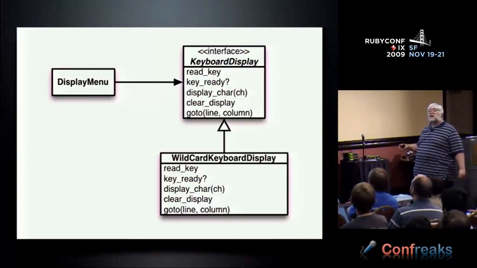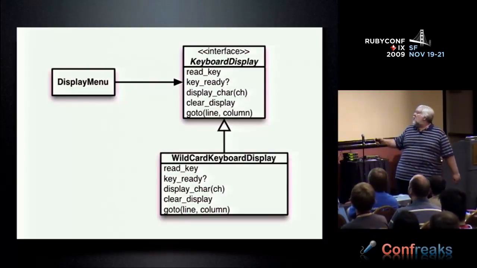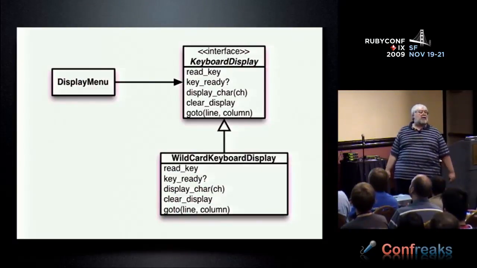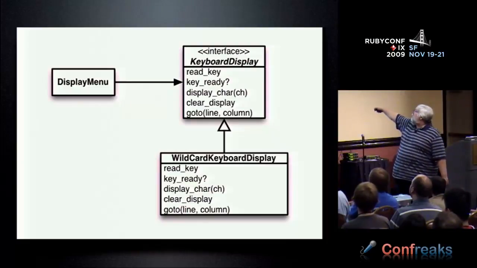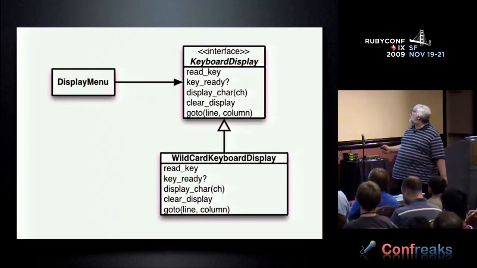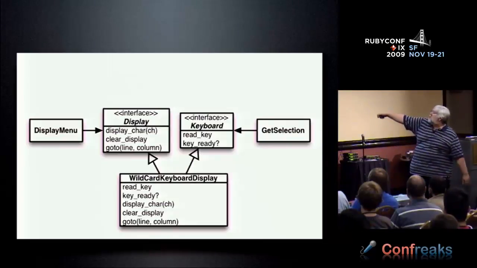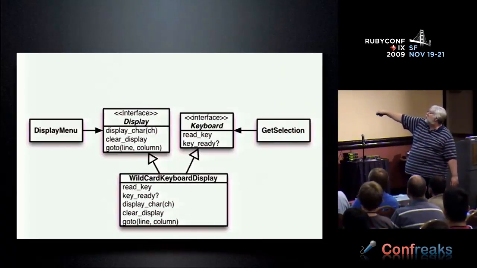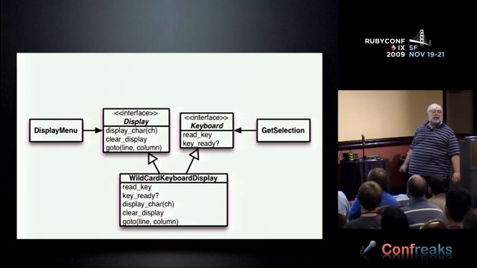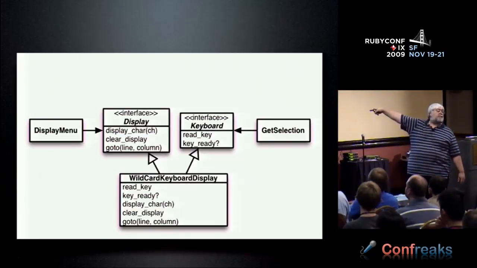Remember the rule that you want to depend upon things that tend not to change. Here, this display menu is depending upon an interface that has keyboard and display methods in it. So if the keyboard changes, that may impact your display menu. This is not a good thing. So the interface segregation principle says segregate your interfaces and create separate ones. So the display menu display depends only on display things, and the get selection method only depends on keyboard things, and your dependencies are much nicer. So this is a better design. This is all ISP says.